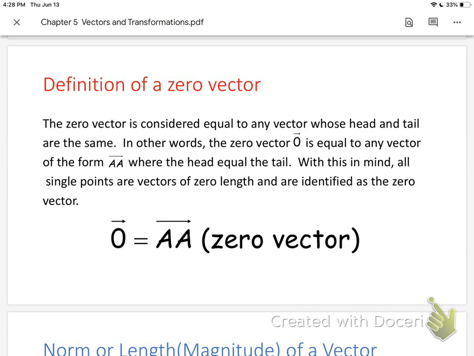So the definition of a zero vector is when you never actually draw the vector line. You start and end at the same spot. That is a zero vector. Okay, so this is not really going to come up in our work, but for completion's sake, I wanted to make sure that you had that definition.